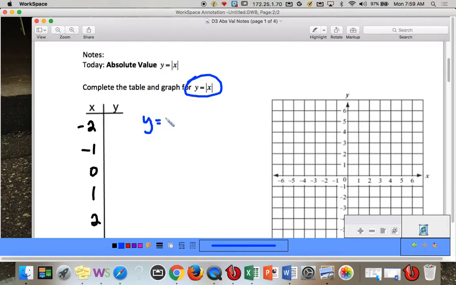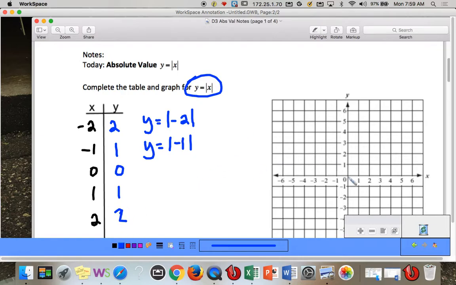The first one is y equals the absolute value of -2, which means what's the distance of -2 from 0? Well, that's 2 away. What's the absolute value of -1? That is 1. It's 1 unit away from 0. The absolute value of 0 is 0. The absolute value of 1 is 1. 2 is 2, and so on.